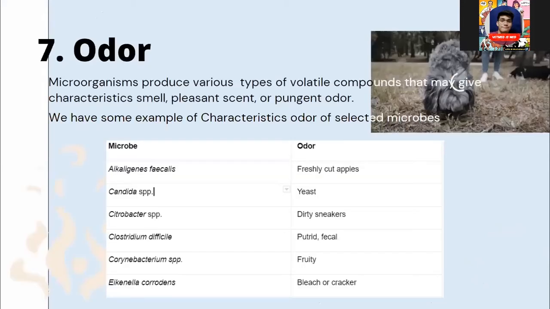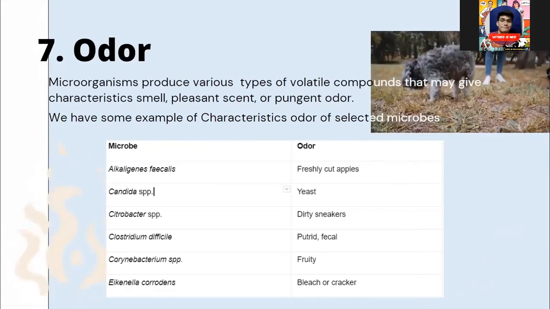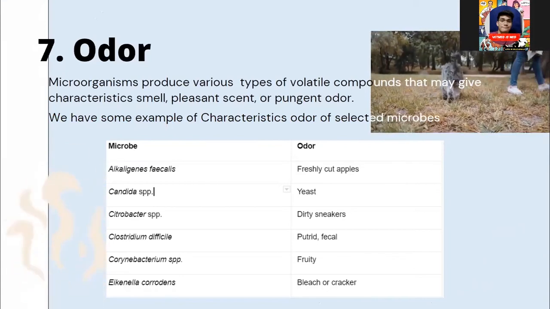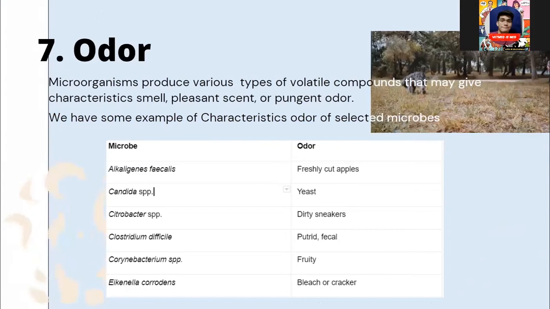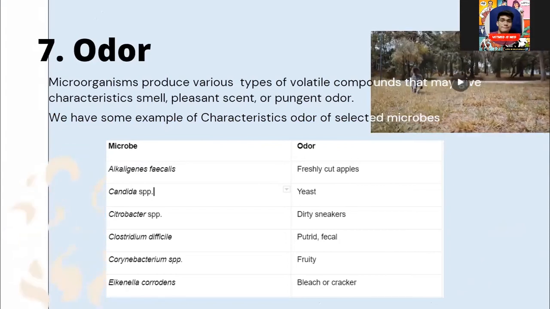So number 7 characteristic is the odor. Microorganisms can produce different types of volatile compounds that may give a particular smell. It may be a pleasant scent or a pungent odor. The production of these volatile chemicals depends on the metabolic characteristic of that particular organism.